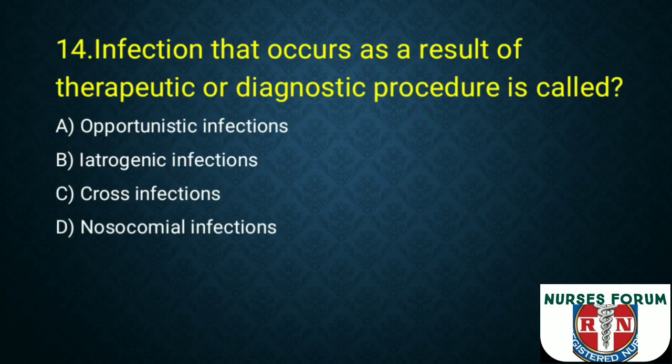Next question. Infection that occurs as a result of therapeutic or diagnostic procedure is called: opportunistic infection, iatrogenic infection, cross infection, nosocomial infection. Right answer is iatrogenic infection. One patient getting urinary tract infection after catheterization, or hepatitis B, HIV, HBsAg infection after blood transfusion. These are all examples of iatrogenic infections.